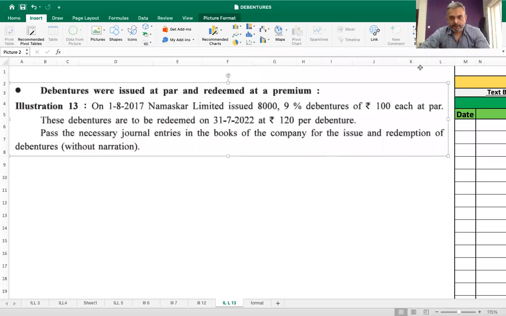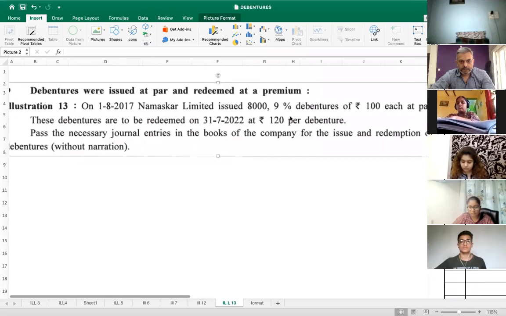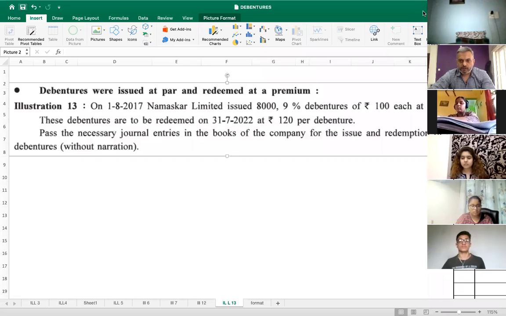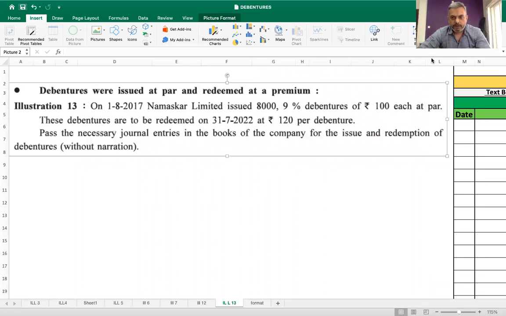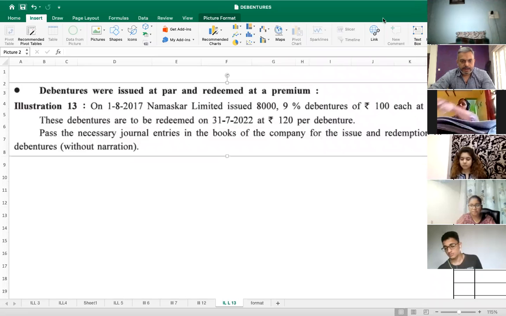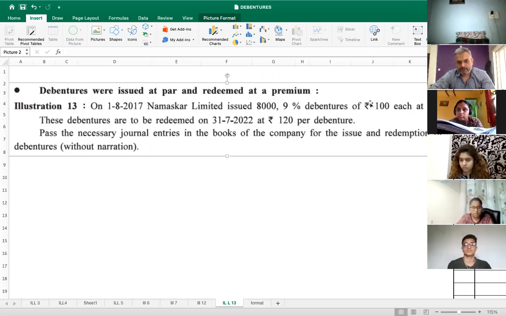Now illustration number 13. Debentures were issued at par and were redeemed at a premium. Now, it is a very typical situation that debentures we are issuing at par, but we are going to redeem these debentures at a premium. So it's a new concept.